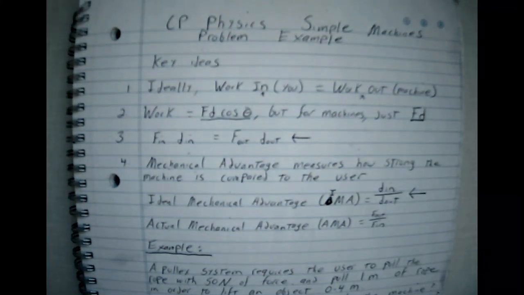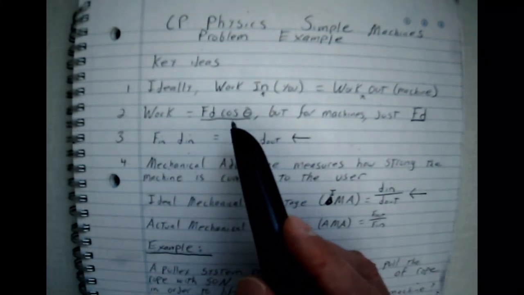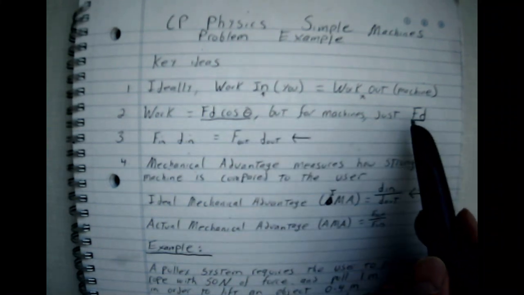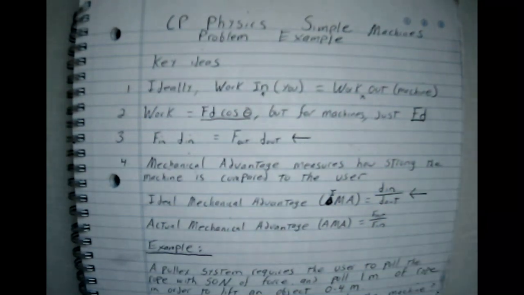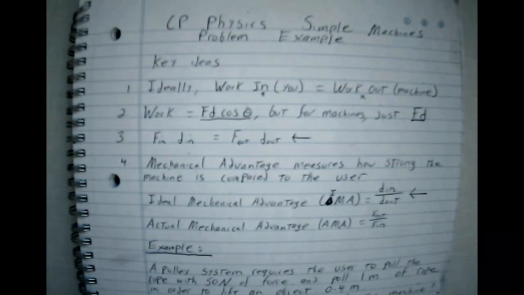Now we already know that work is F times d times cosine of theta. But when we're talking about machines specifically, we can reduce that and make it even simpler: just force times distance. The reason for that is that the machine is always going to exert a force in the direction that the object is moving, so we don't have to worry about the cosine part. Just force times distance is good enough.